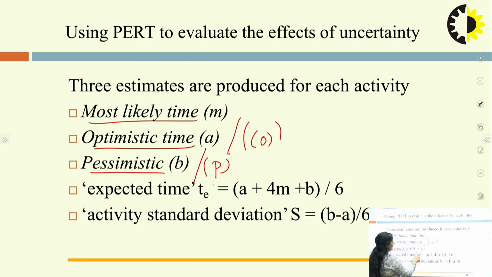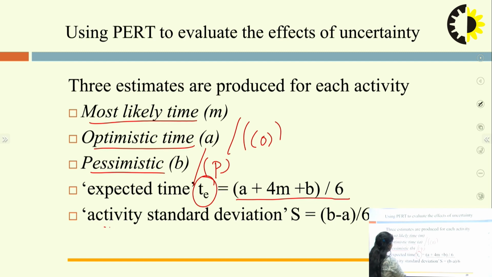Now we will calculate the expected time. To calculate the expected time in PERT, the formula is very simple: A plus 4M plus B, divided by 6. Here A is the optimistic time, plus 4 times the most likely time, plus the pessimistic time, and the whole divided by 6. This will be the expected time for that particular project.